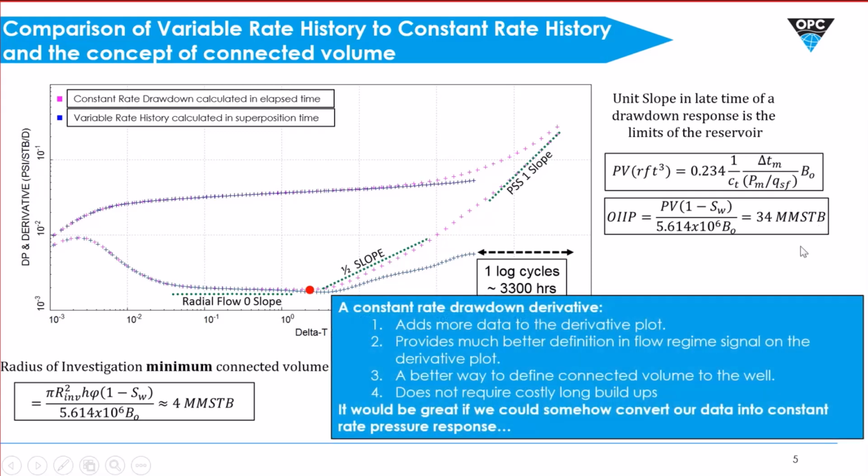So to summarize those points, a constant rate drawdown derivative adds more data to the derivative plot, provides much better definition and flow regime signal in the derivative plot, a better way to define connected volume to the well, and it does not require costly long buildups. So it would be great if we could somehow convert our data into constant rate pressure response.